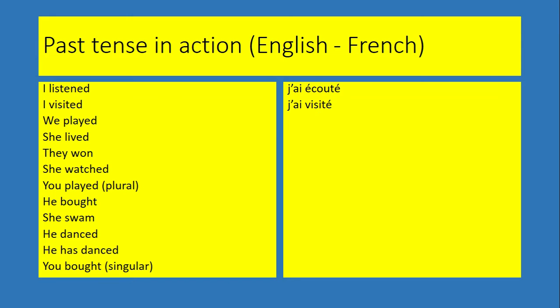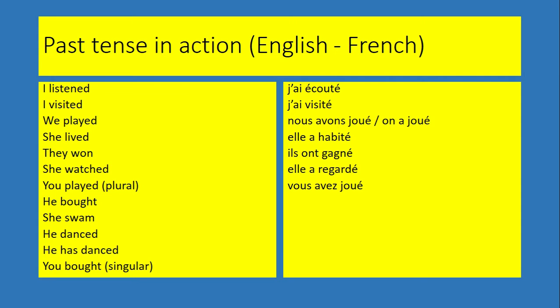J'ai écouté, j'ai visité, on a joué ou nous avons joué, elle a habité, ils ont gagné, elle a regardé, vous avez joué, il a acheté, elle a nagé, il a dansé, and finally, tu as acheté. I wonder how many times you missed out the middle word, the part of avoir. Notice he danced, I chucked in there as well, he has danced, just to confuse you. Remember, in English we have 2 past tenses, he danced, he has danced. Both are translated exactly the same way in French.